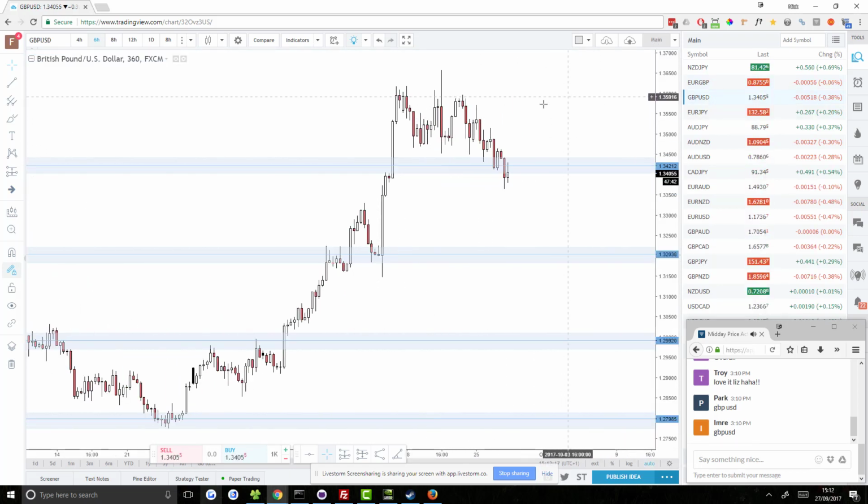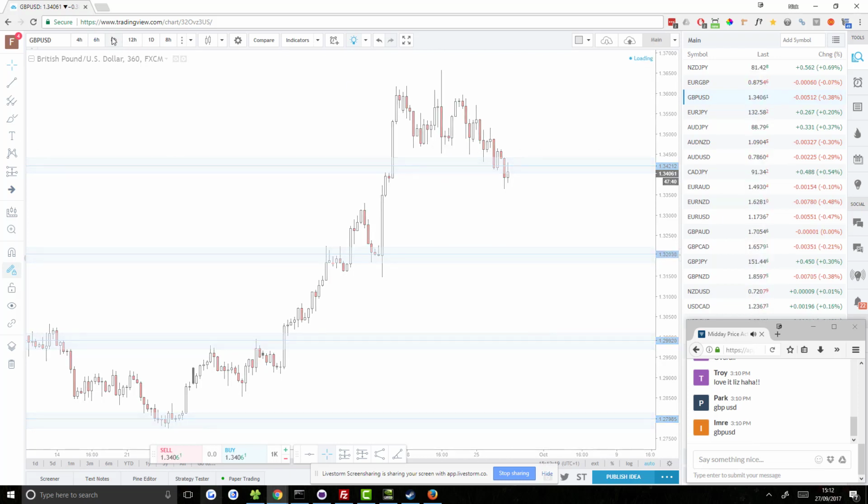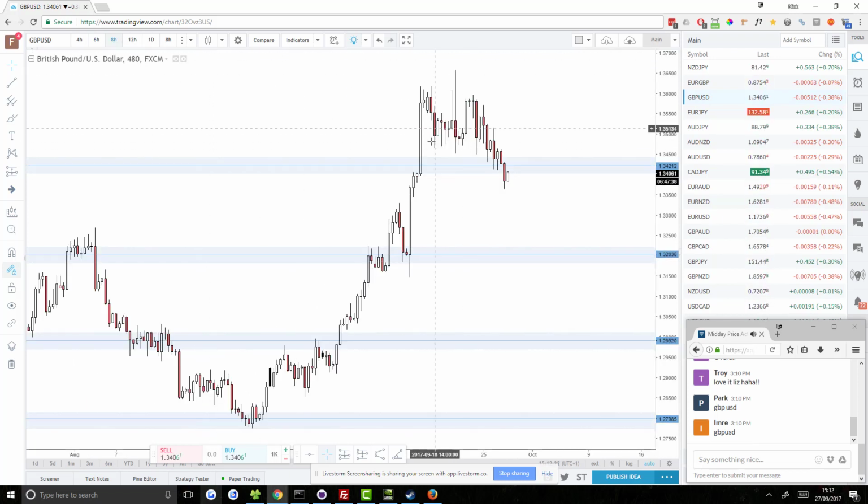GBP USD, this one neither did this one amount to anything. It just kind of kept moving down, broke below the support area. So the trade never really triggered, and it never really even turned into a setup.